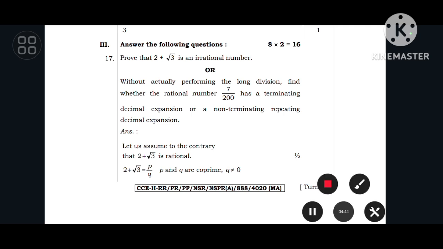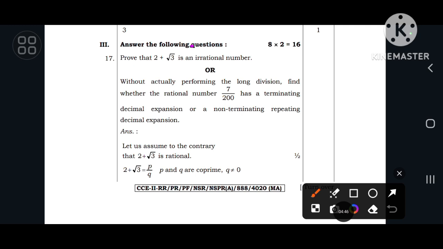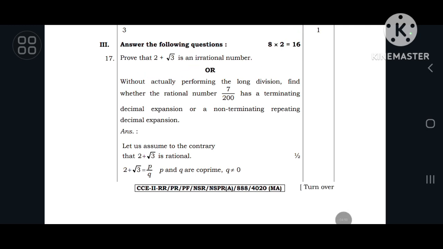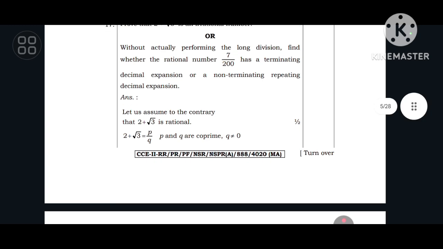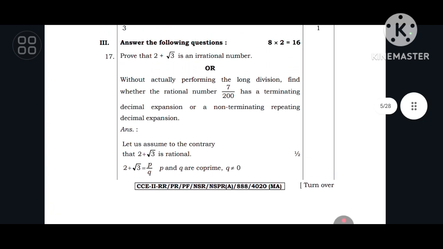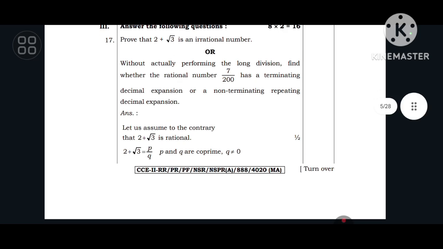Here this question will repeat, but the numbers will be different, and the procedure of solving the question and the approach are the same. This is asked for 2 marks. Many times they ask this question for 2 marks. Before, it was for 3 marks. But they have also given an OR option. But solving the 17th question, the first one, is better than solving the OR option.